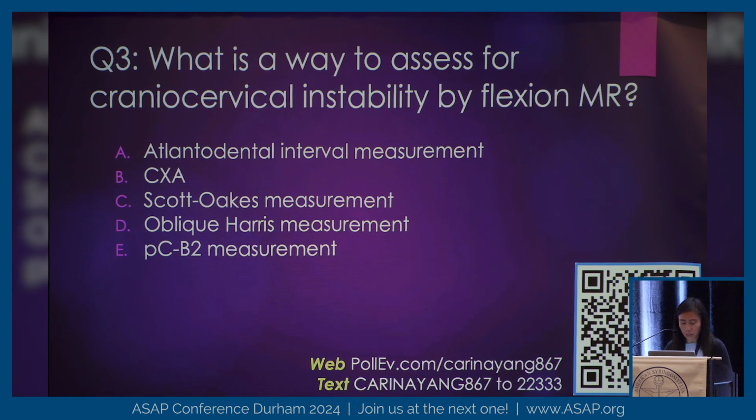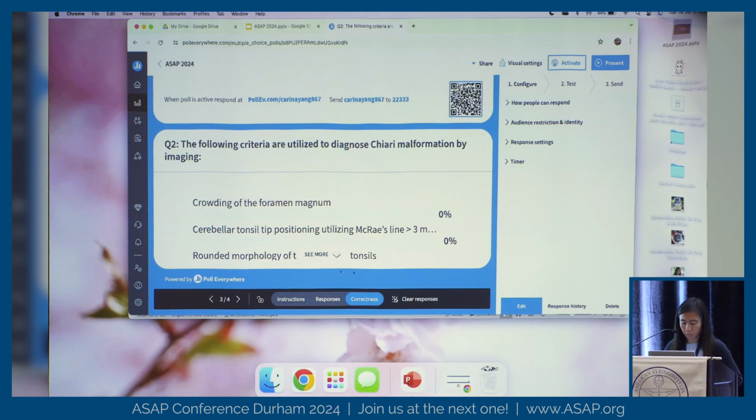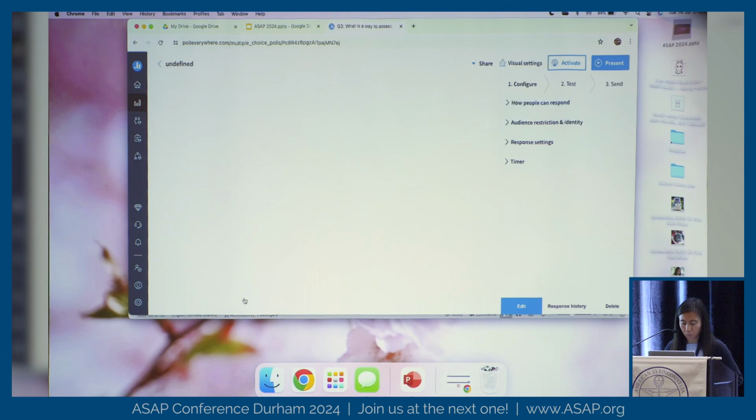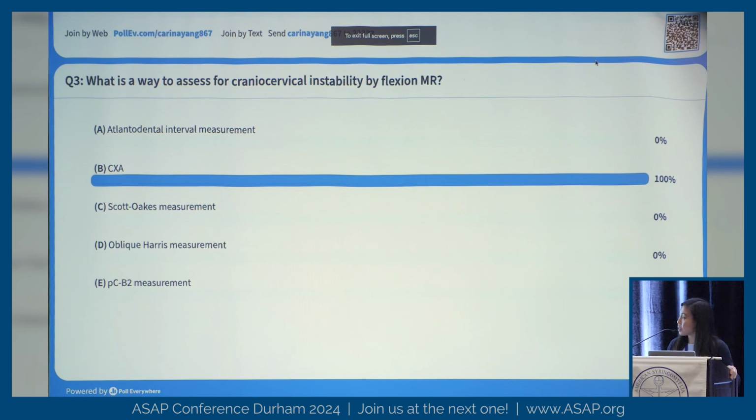And then let me get out of this. One second. Advance. Okay, now the question should be active, and we go into presentation. So now you should be able to key in your responses. Let's see what you guys think. We need some Jeopardy music.